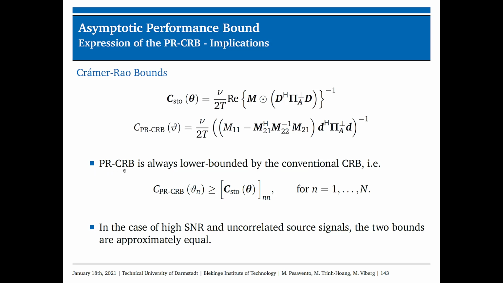The first result that we show confirms our intuition that the partial relaxation Kramer-Rao bound for the DOA estimators of a particular source n is always lower bounded by the corresponding Kramer-Rao bound of the conventional model. Hence, a performance loss associated with a partial relaxation approach is generally unavoidable. However, we can analytically show that in the high SNR regime and for uncorrelated sources, this performance loss is negligible. And in this case, the use of the partial relaxation approach can reduce the computational complexity of the minimization without sacrificing the performance.